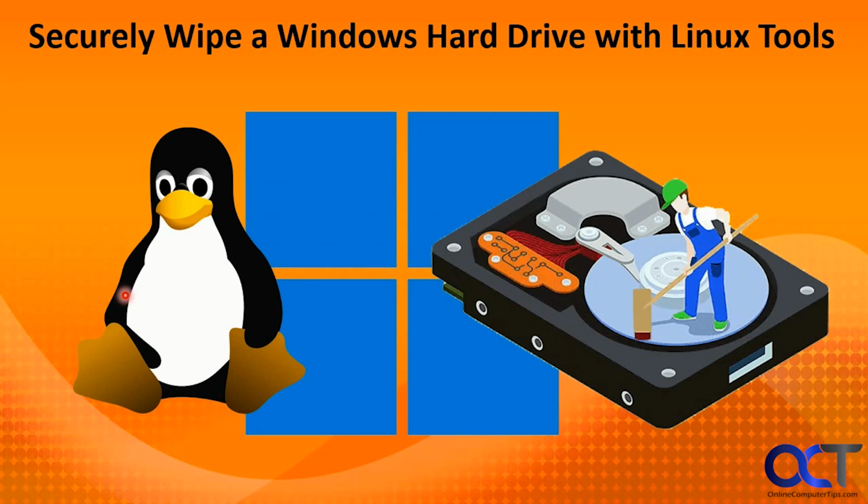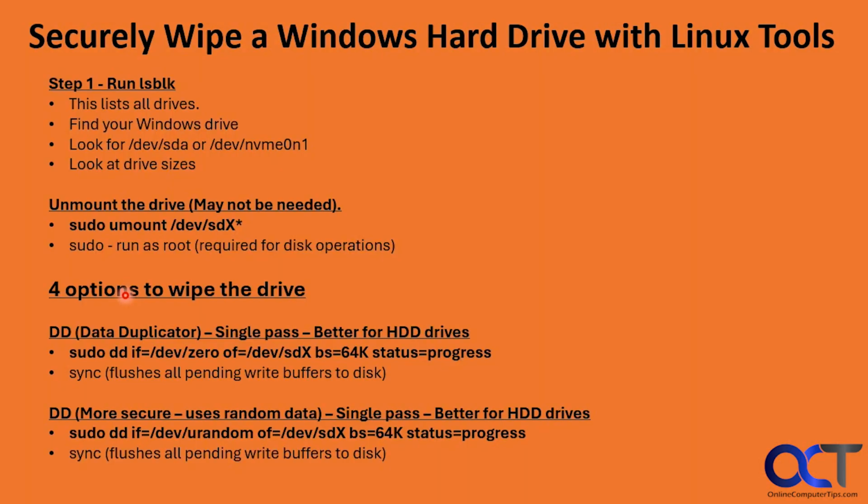Alright, so how we're going to do this is we're going to boot with a live Linux flash drive, or you could also do a CD if you still have one of those. And then we're just going to run Linux in RAM, in memory, so we're not actually going to install it. Then we're going to wipe the drives, and then you could just shut off the computer and you're done. Before we do that, we're going to go over some of the methods here, and then we're going to demonstrate a couple of them afterwards.